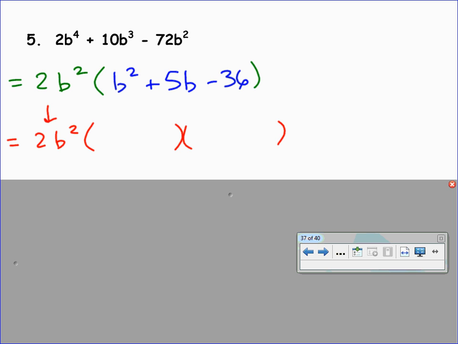I bet that trinomial in blue will factor into a product of 2 binomials, where my firsts are b and b. And this isn't too bad because I only have to consider the factors of my last. Since it's a 1b squared, I can already fill in my b and my b. And I only need to consider my plus and minus factors of 36. So 1 and 36, 2 and 18, 3 and 12. Oh my gosh, I thought this was going to be easy. 4 and 9, 6 and 6.